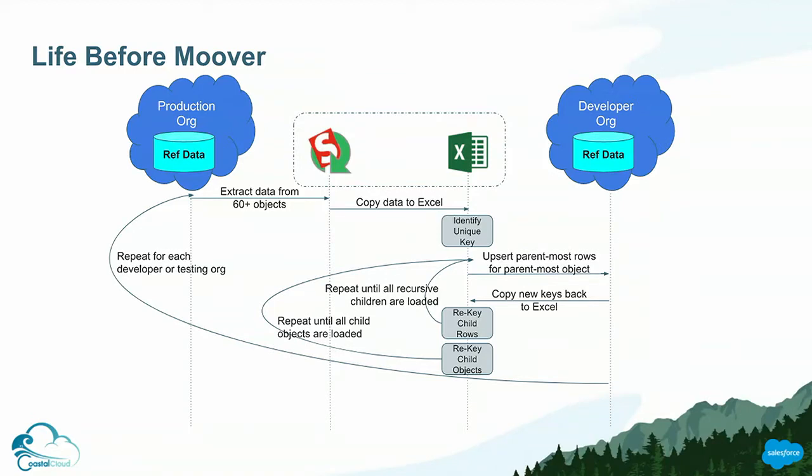to the child-most row. Then you also got to consider the parent objects and the child object relationships. Again, moving the parent objects first, getting the new keys, rekeying the child objects in the Excel spreadsheet, and then copying the child objects. And then if I want to do this for 3 dev orgs to set them up, I got to repeat that whole process 3 times. So as you can see, a very labor-intensive process, very prone to error, and in an agile environment that just is not scalable. So a tool like Prodly Moover really helps us to scale that process.